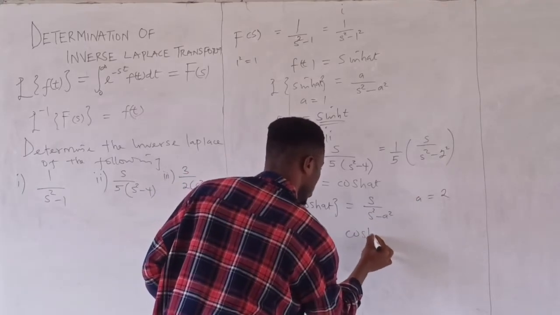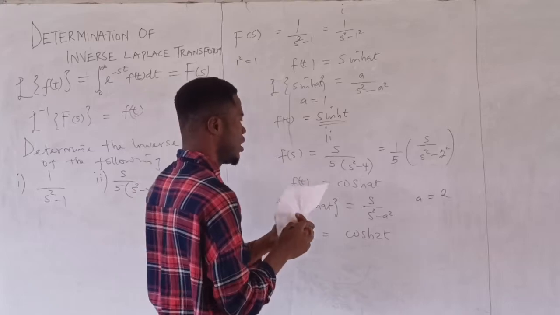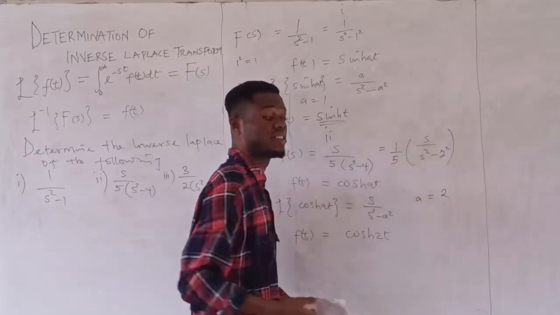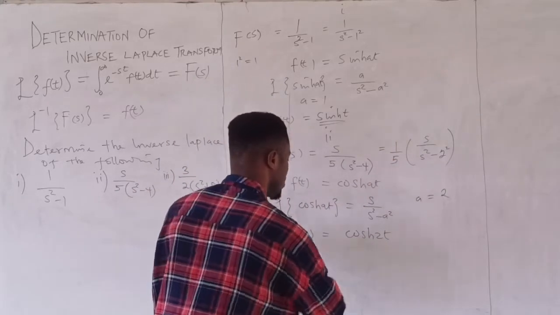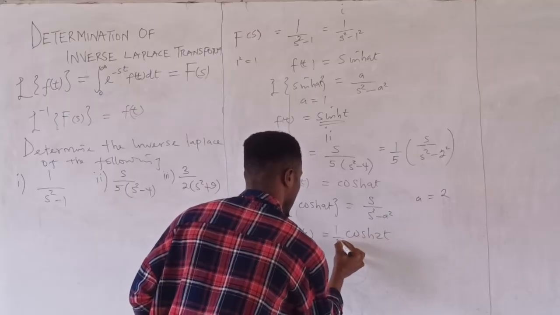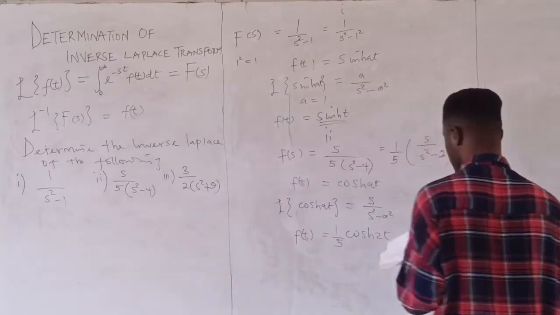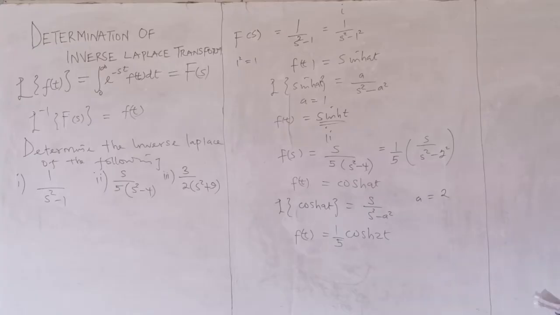cosh 2t. But remember that 1 over 5 was outside of the function. So what you do is to put 1 over 5 out of this function. So this is the answer to this question.